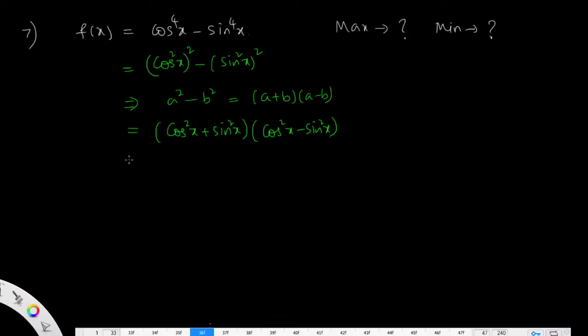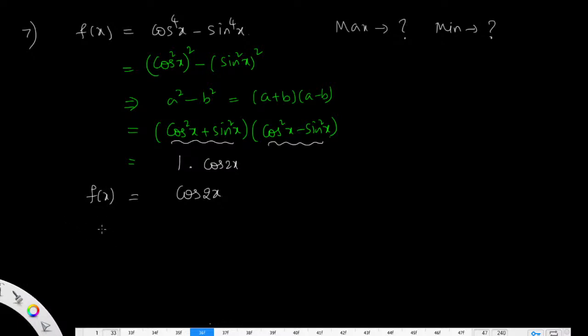So then this total value becomes cos square x plus sin square x, which is obviously 1, and this value is nothing but cos 2x. Are you getting it or not? Cos square x plus sin square x is obviously 1, and cos square x minus sin square x is obviously cos 2x. Therefore, the simplified value of f of x can be written as cos 2x. Now find the value for cos 2x.